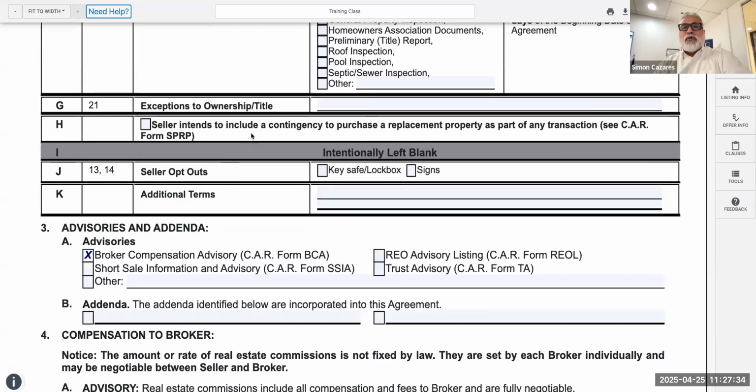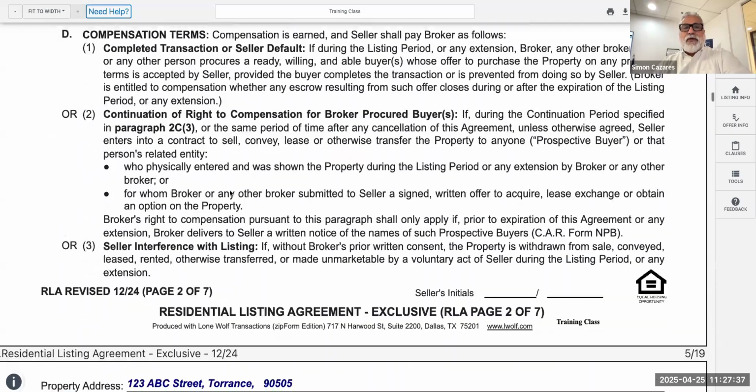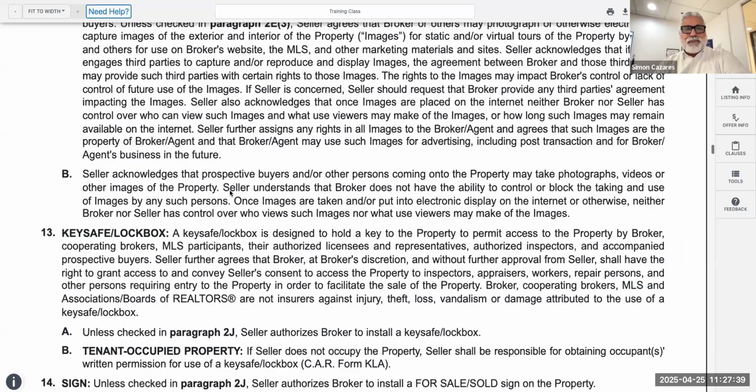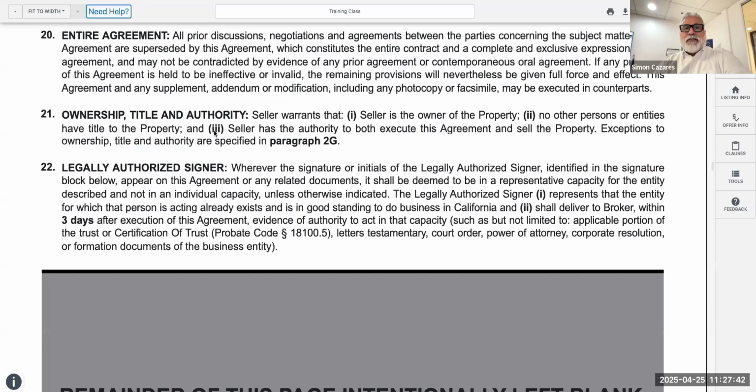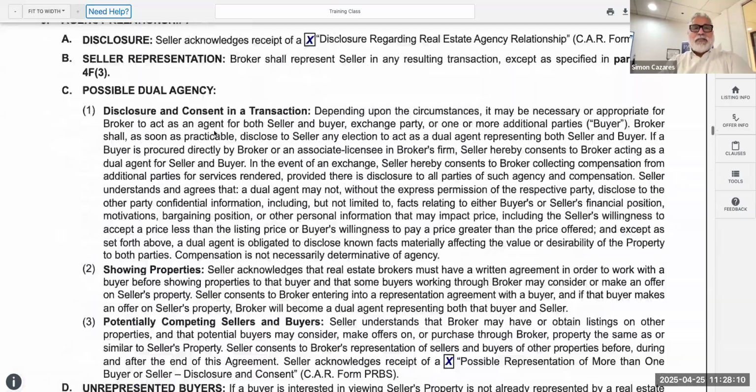G, section 21, exceptions to ownership and title. Okay, what that means, if you go to section 21, ownership, title and authority, that basically states that the seller warrants that the seller is the owner of the property. No other person or entity has title to the property, and the seller has the authority to both execute the agreement and sell the property. Exceptions to ownership, title, and authority are specified in paragraph 2G. So basically, you are the person that has the authority to sell the property, right? So that's just what that stipulation means on the grid.